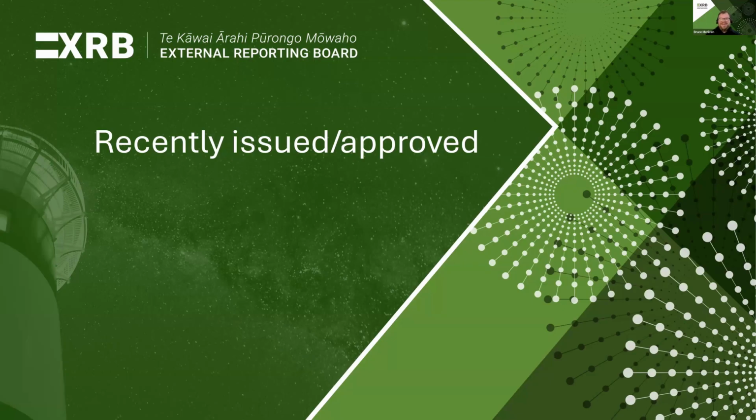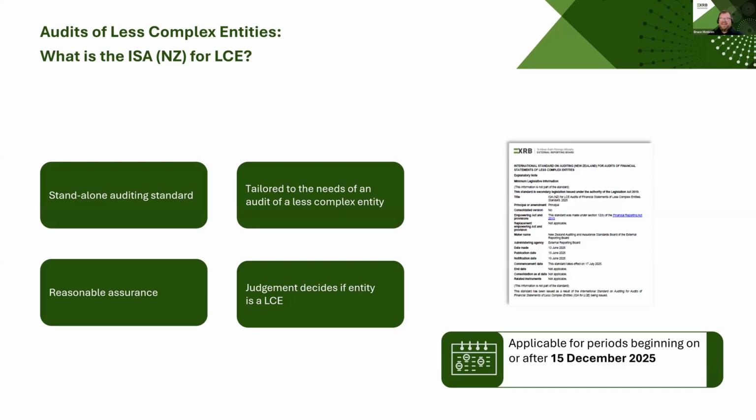Cool, thanks Karen. So the main recently issued standard is the ISA for LCE. So that's the auditing standard for less complex entities. And this was approved in June this year. It's an auditing standard that's available for use by auditors if the entity has the characteristics of a less complex entity, or LCE. And this standard is applicable for periods beginning on or after 15 December 2025.